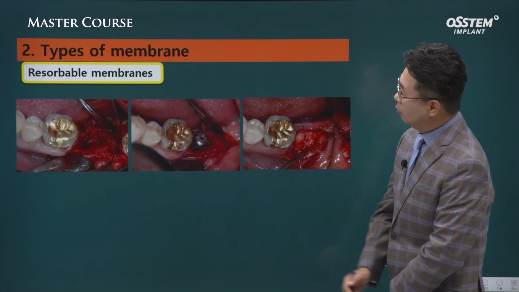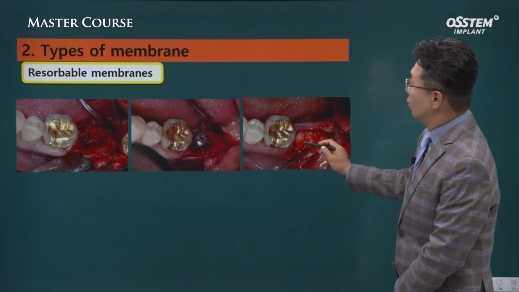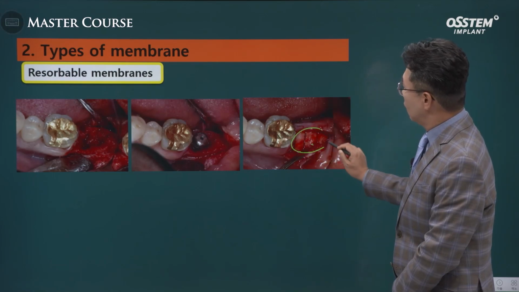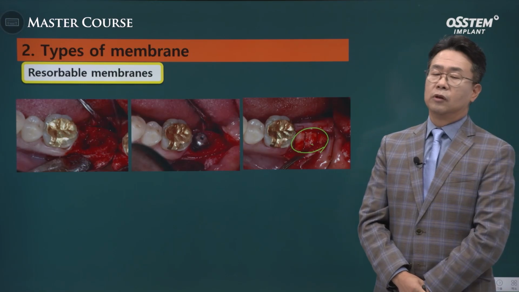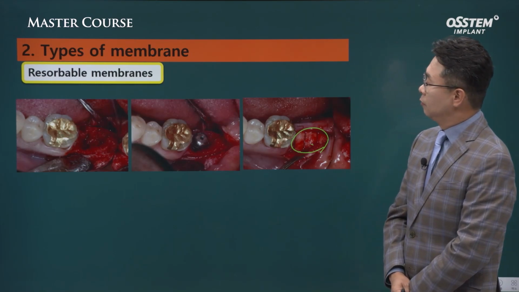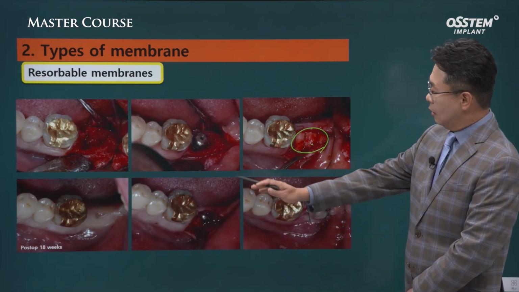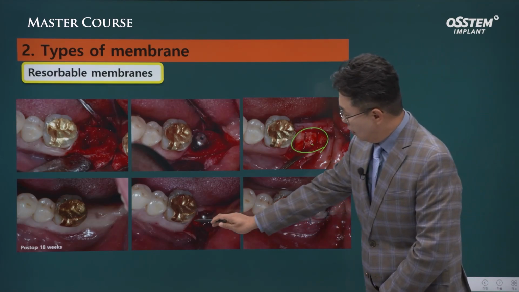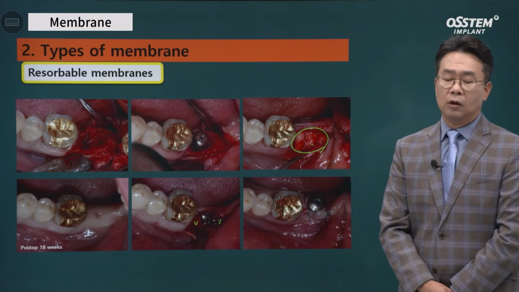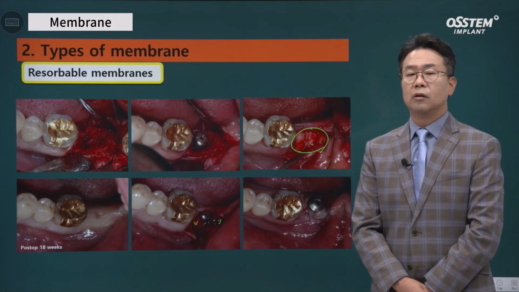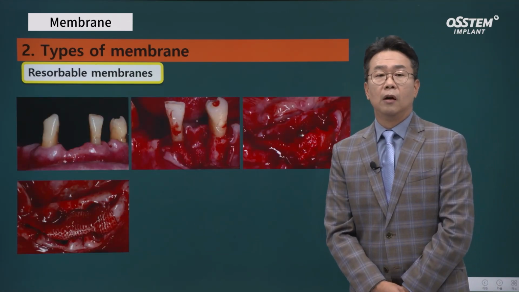As shown here in this defect, a resorbable membrane was used to gain vertical bone augmentation. This is after healing. Resorbable membrane was used, however, sufficient amount of bone regeneration was gained.